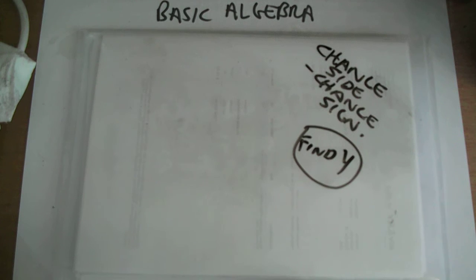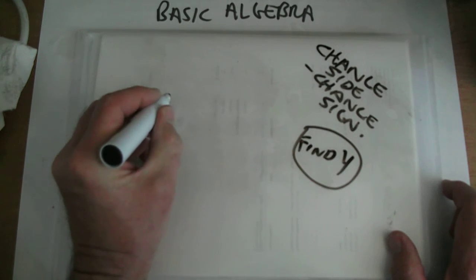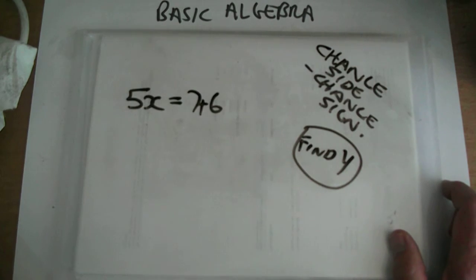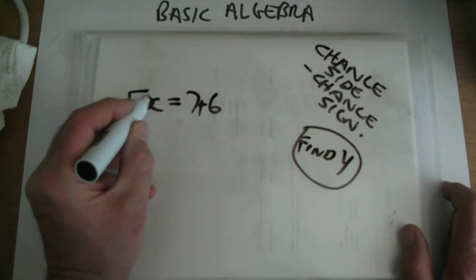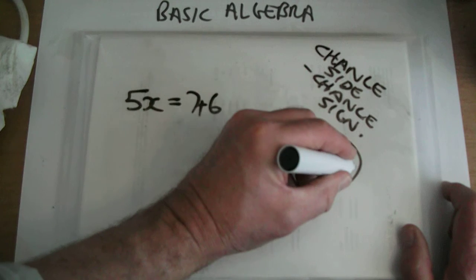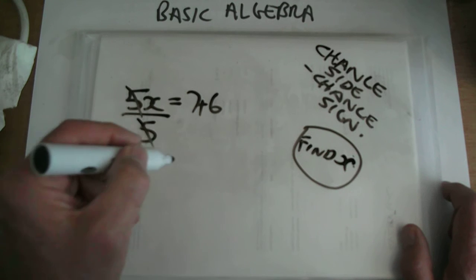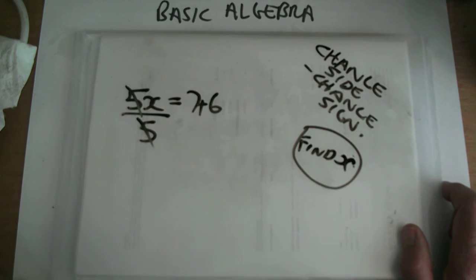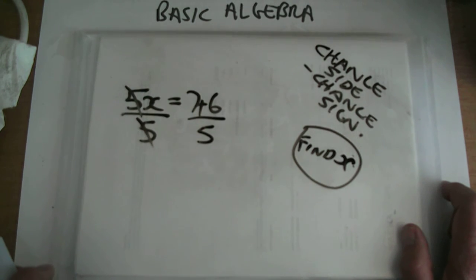Right, now following on from yesterday's transposition of formula, where you had to divide by various numbers, if you look at this formula, 5x equals 7 plus 6. Well, we've got an x here and we've got 5 x's here, and I'm trying to find x. So to find x, I have to divide this side by 5 and they cancel out. But whatever you do to one side of an equation, you have to do to the other side. So I have to divide this side by 5 as well.